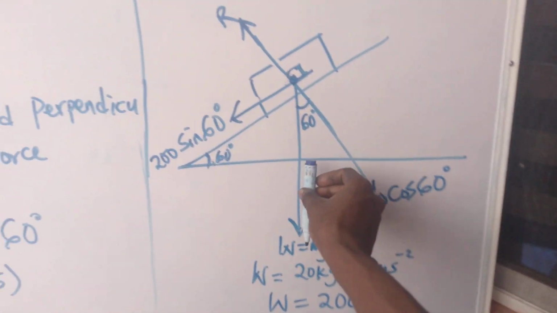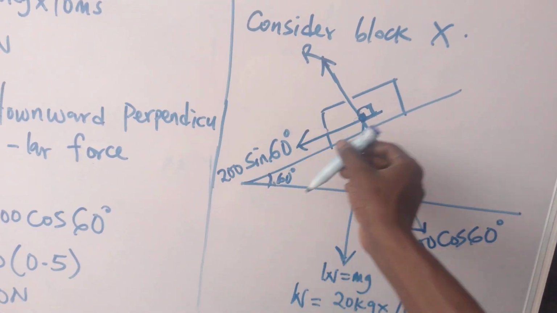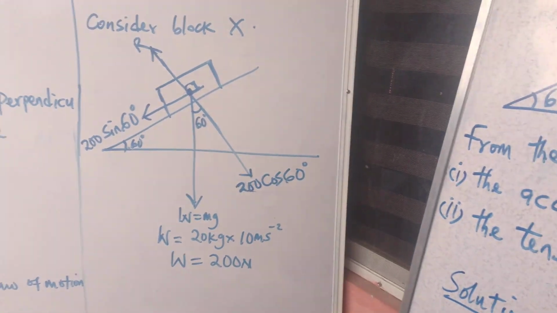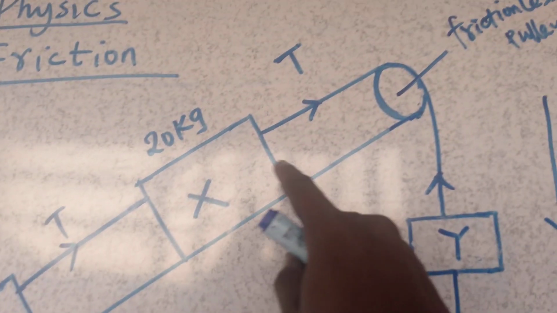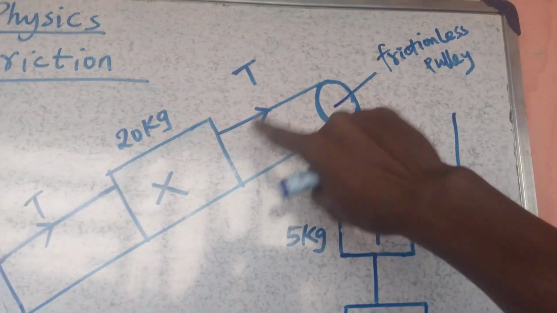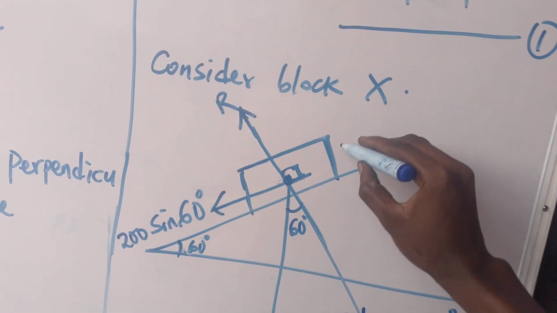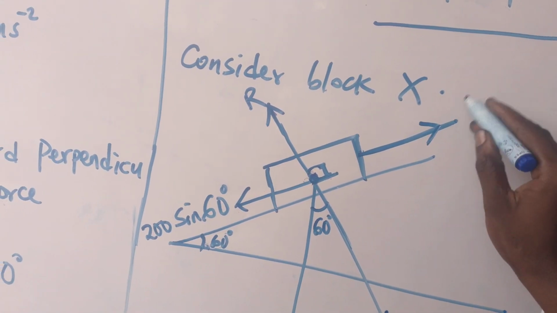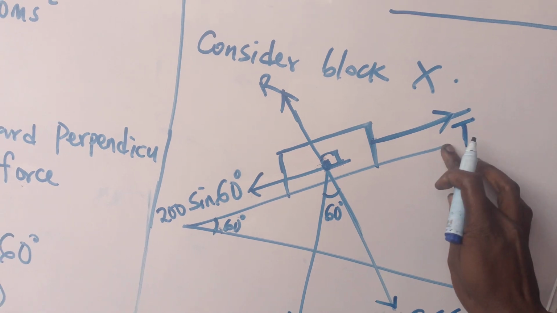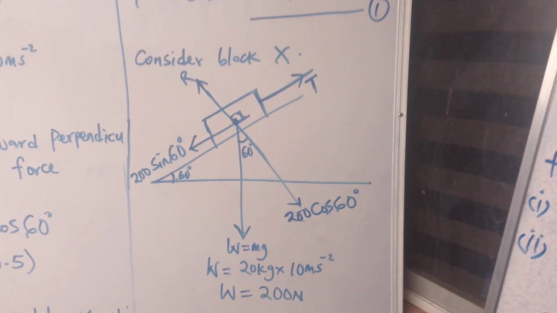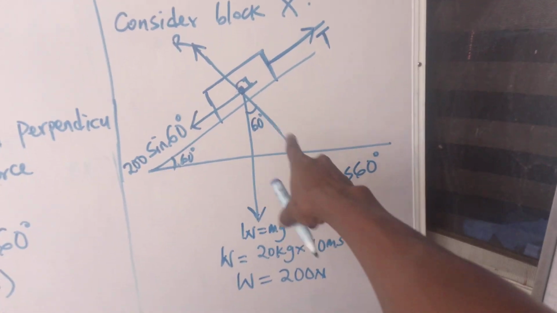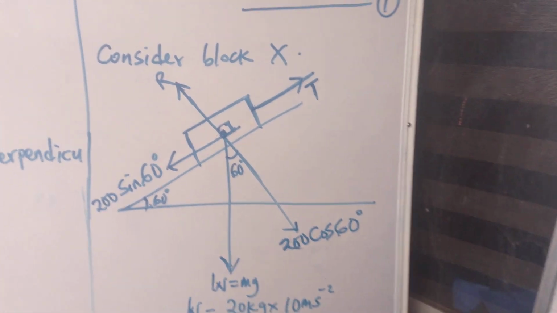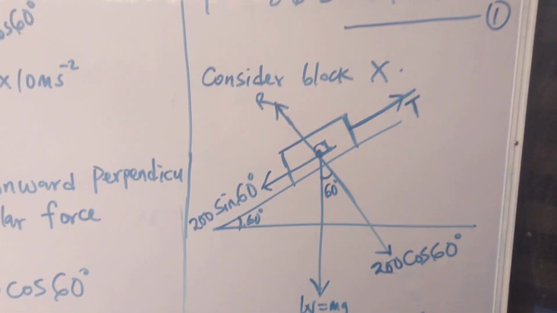So what I did was to resolve it perpendicular to the plane and then parallel to the plane. I will also consider the tension force acting on the surface. There is a rope attached there, and the tension force is acting. That tension is tension T. So I've resolved 200 cos 60 perpendicular to the plane and 200 sin 60 parallel to the plane. The next thing I'll do now is to find the normal reaction.